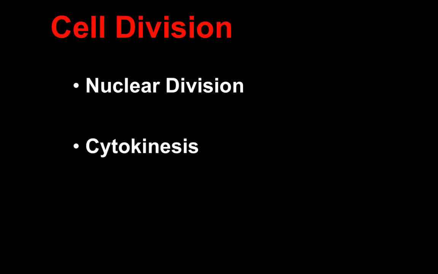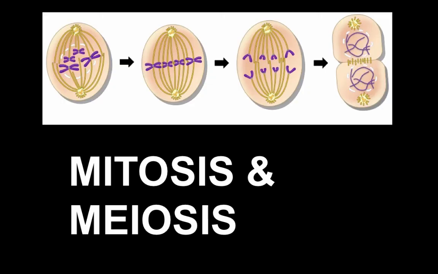Then we have cell division. And I think of cell division kind of like the game. That's the whole purpose of all this preparation, is to actually divide. And there's two halves to this game. First half is the nuclear division. That's where the actual chromosomes separate and the nucleus divides. And then we have cytokinesis, where the cytoplasm and the rest of the cell actually divides.